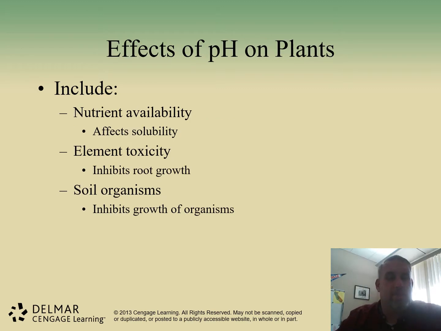So pH affects plants based mostly on nutrient availability. It affects the ability for the nutrients to move within the soil. For example, iron is one of the most common ones: when the pH gets above 7.5 or so, iron becomes unavailable and it does not move within the soil, and plants are not able to access those nutrients.